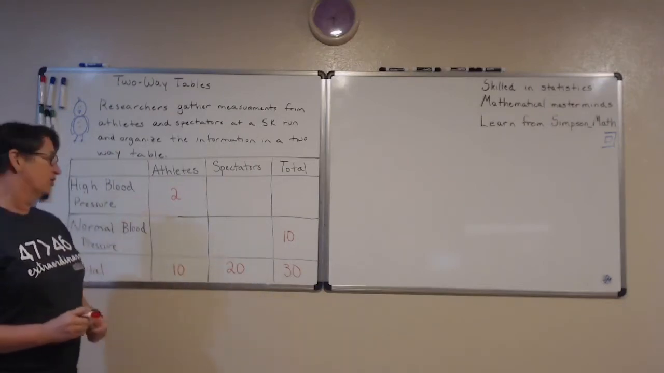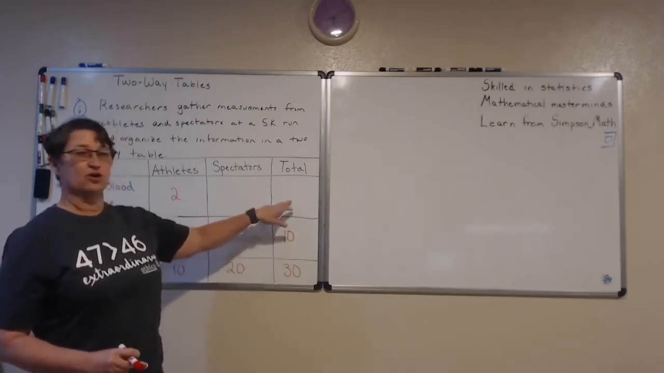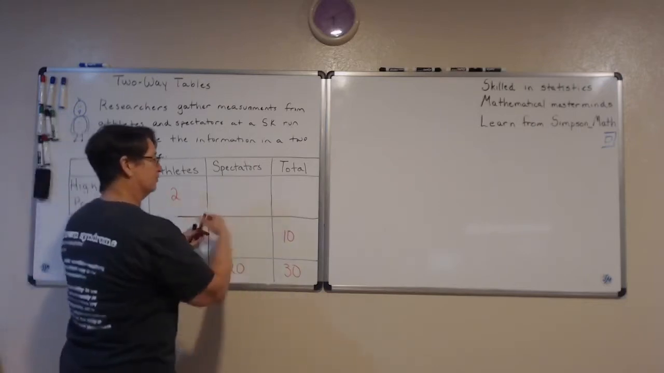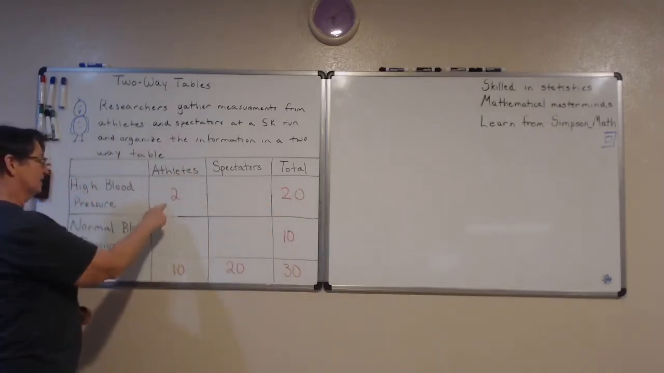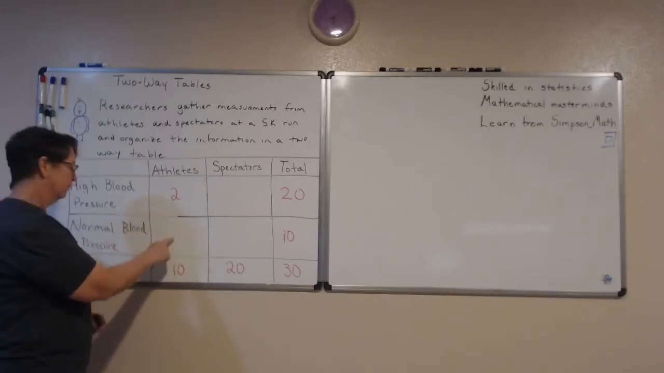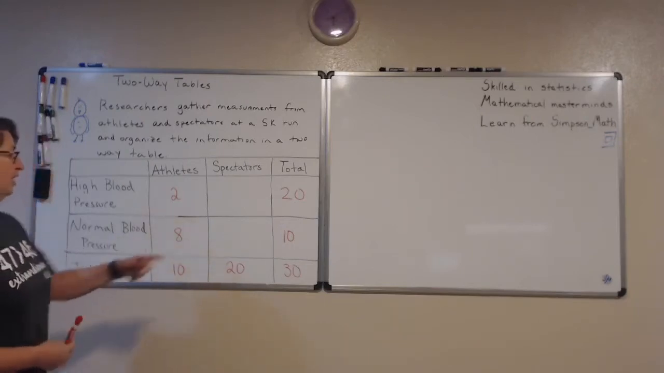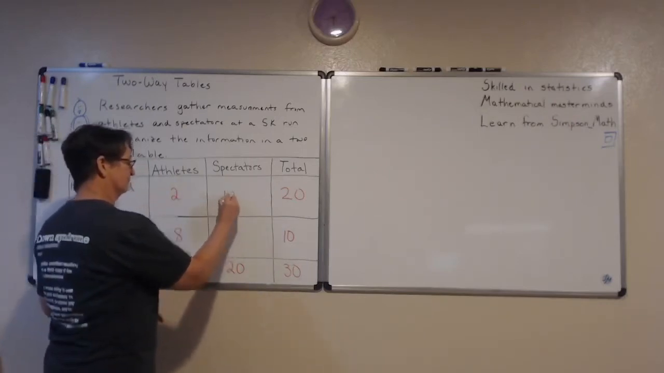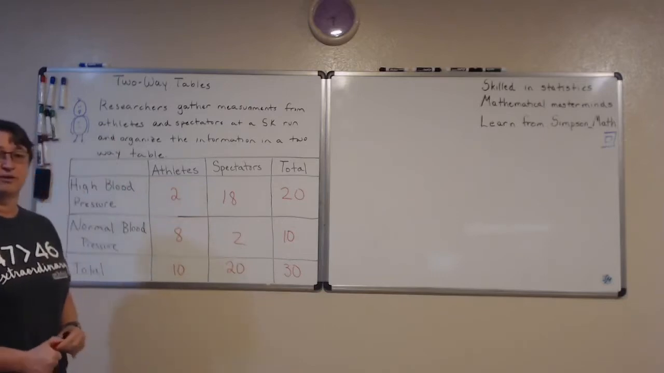Since these have to add up also, I know that this one has to be 20 high blood pressure. And you're right, since there were 2 athletes with high blood pressure and a total of 10 athletes, there have to be 8 of those athletes with normal blood pressure. And then we just do some addition and subtraction, right? So 20 minus that 2 means that 18 of our spectators had high blood pressure. And 10 minus the 8 means that 2 of them had normal blood pressure.